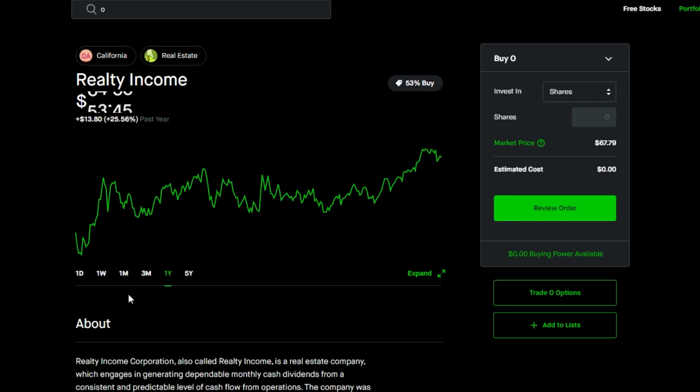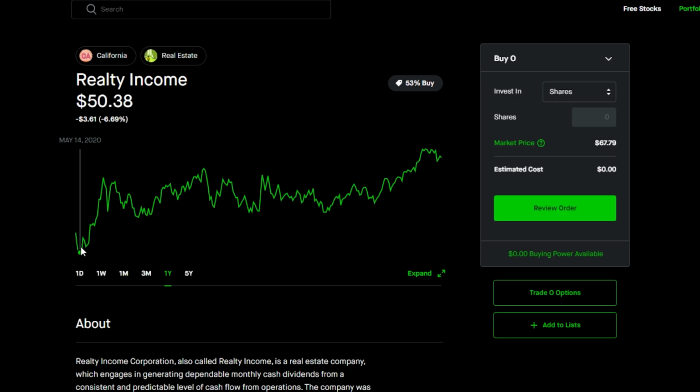So the idea is you want to get into these dividend stocks at the lowest cost possible, hold onto them long term, have the price go up over time, and then hopefully lock in that really, really high yield from whenever you bought into it. But it's really crazy. Stocks like Realty Income, we saw on May 14th of 2020 trading around $50.